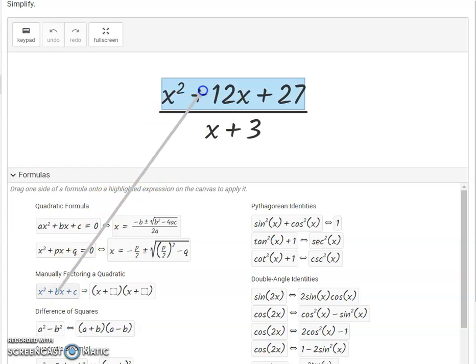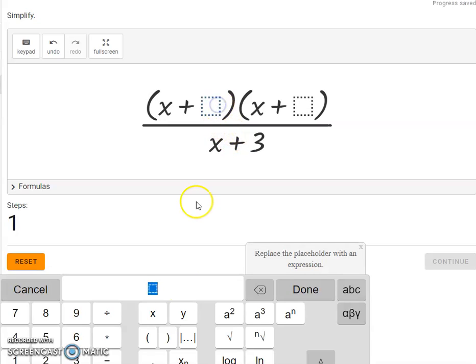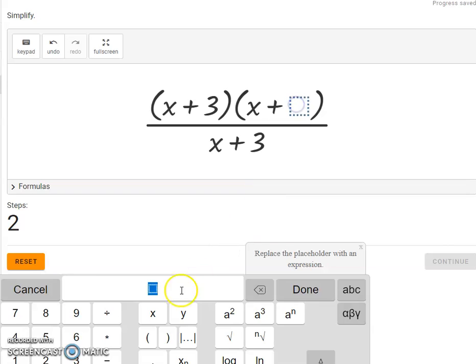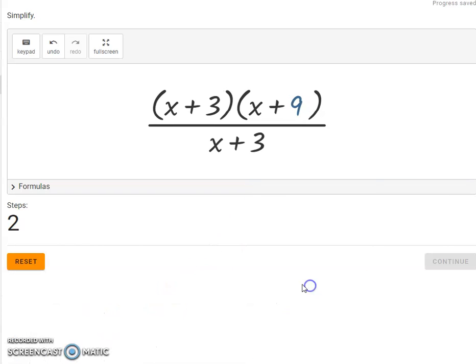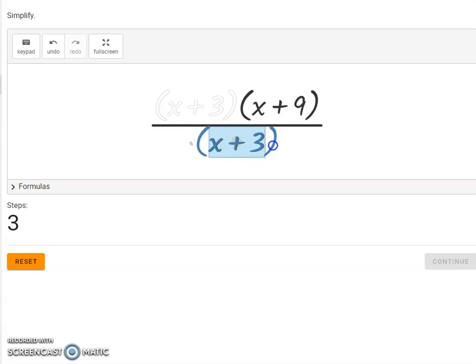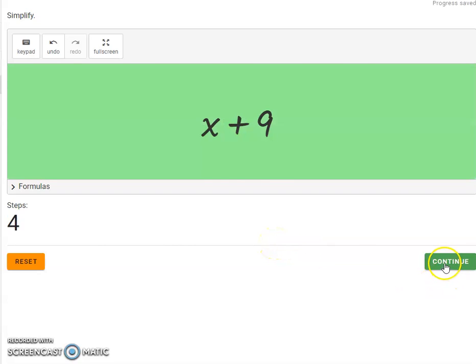So two factors would be x plus 3 and x plus 9. And then because we have an x plus 3 divided by itself, that's going to be a value of 1 as long as x is not equal to negative 3. So the final answer is x plus 9.